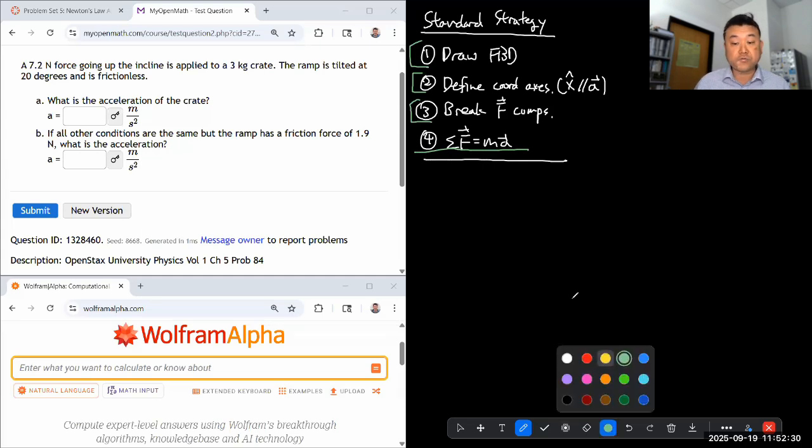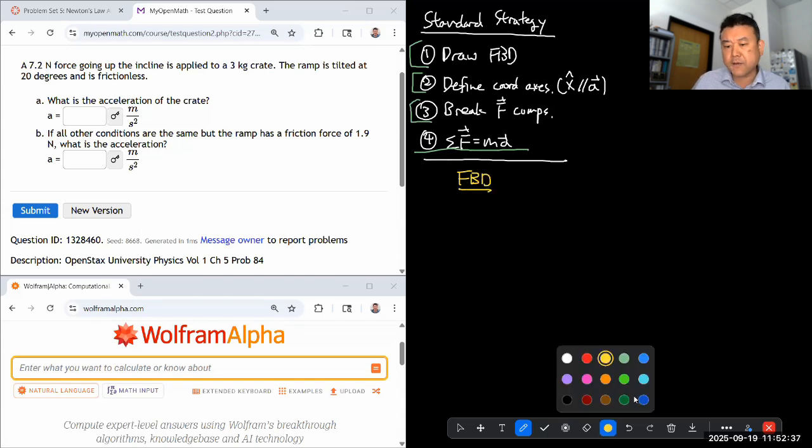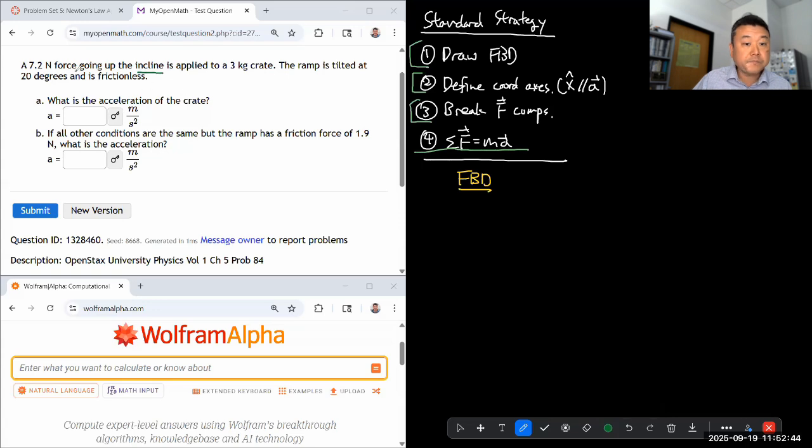So I can start by drawing a free body diagram. And sometimes the questions have figures in them, especially when they don't have figures, I like to doodle a little bit to make sure I correctly understand that there's an incline, and there's an applied force. I think by up the incline they mean, if I have an incline and there's a crate here, the applied force is parallel to the incline. The ramp is tilted and they tell us that it's frictionless.